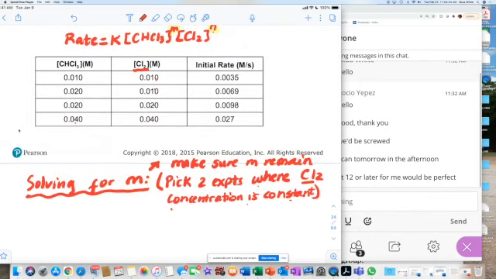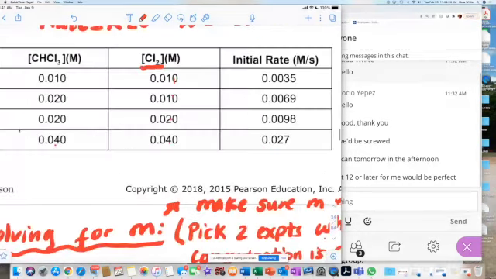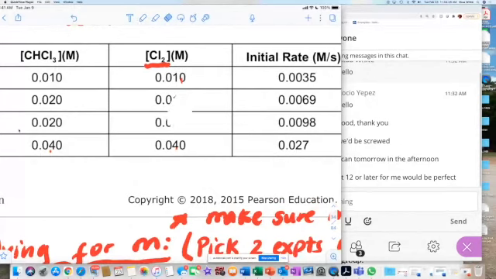So I'm going to Cl2 right here. I've got to pick two experiments where the number in Cl2 is the same. Oh, I can't erase that.